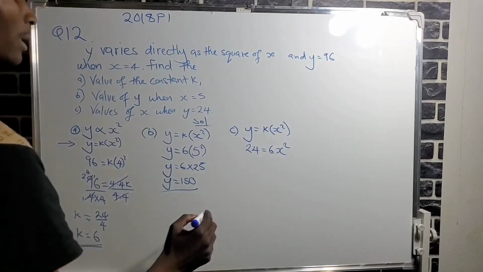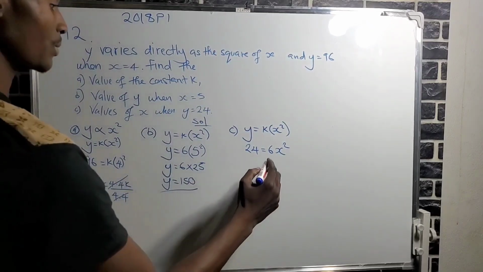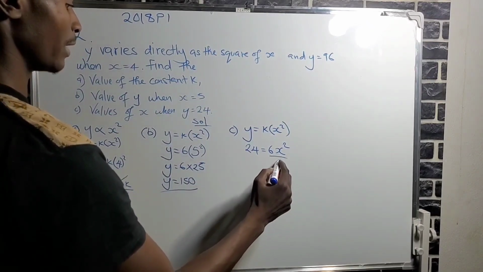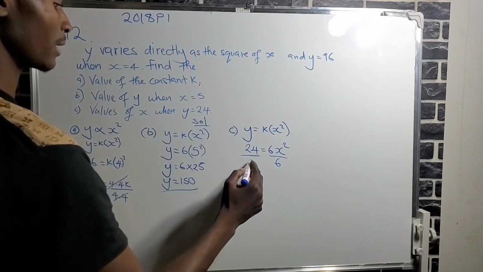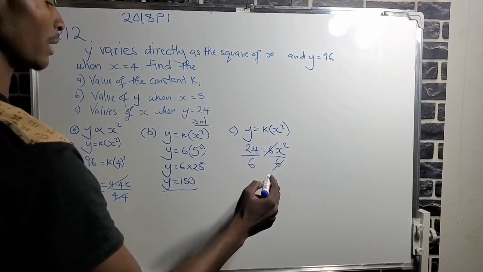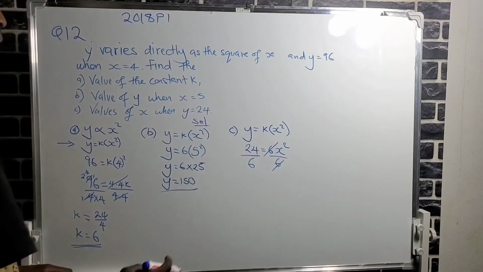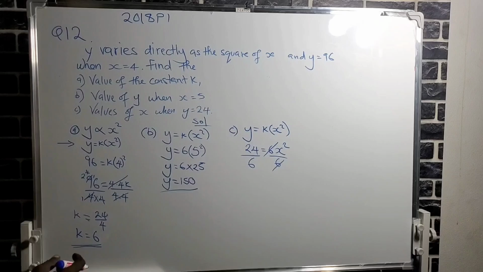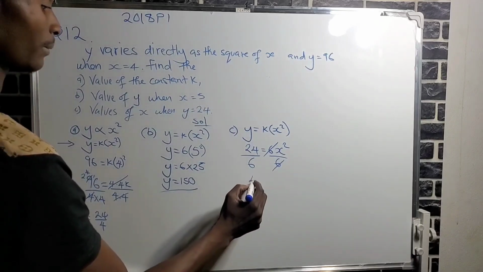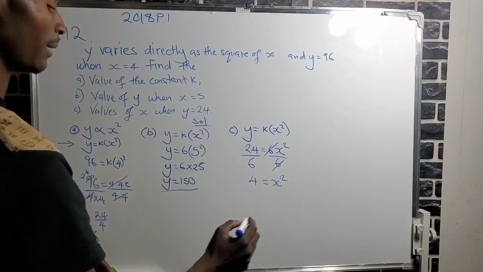6x squared. We want to find the value of x. So what we're going to do, we're going to divide both sides by 6. So this cancels and this one cancels. 6 into 24 is 4 times. 4 is equal to x squared.